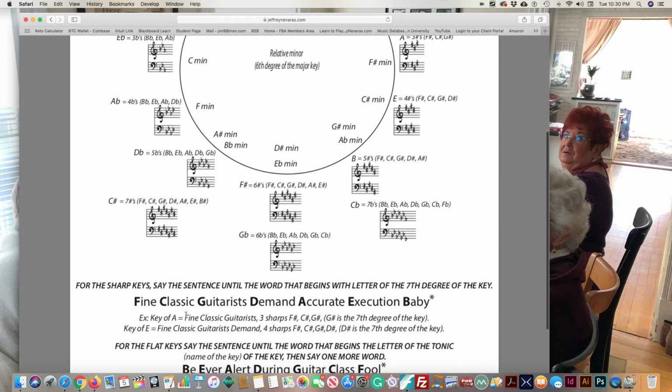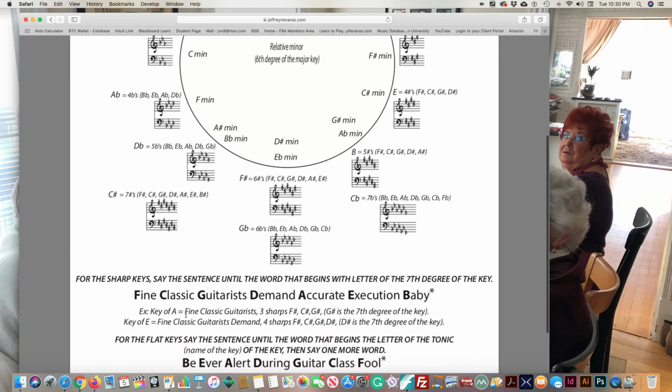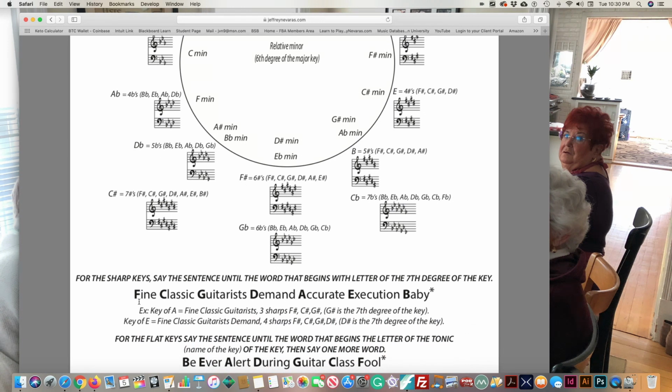There's a real easy way with this sentence that I've found to help me remember the notes that are actually being sharped in the keys. So the sentence is, "Fine classic guitarists demand accurate execution." Say the sentence until the word that begins with the letter of the 7th degree of the key.